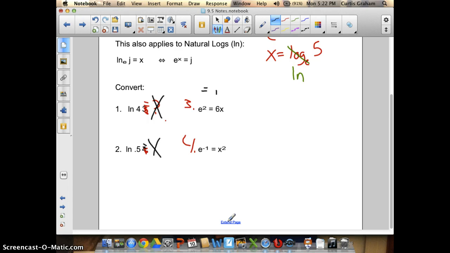So go ahead and pause the video. Just try problem 1. Okay, so you should have rewritten this as 4 equals e to the x. Okay? If you haven't already, try the other 3.